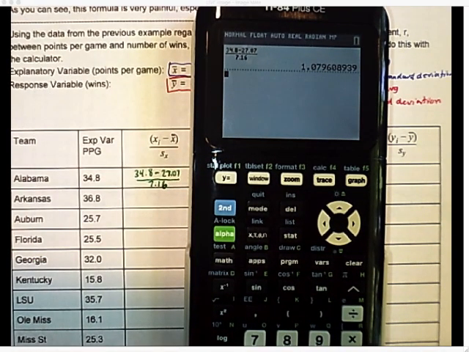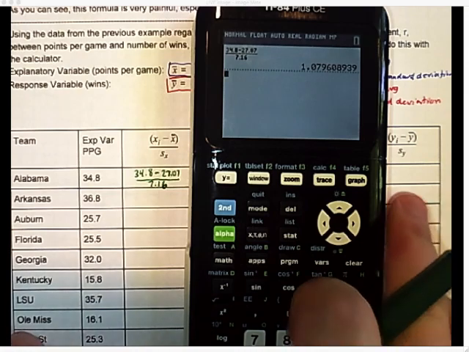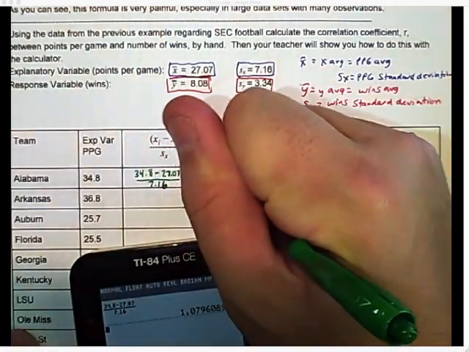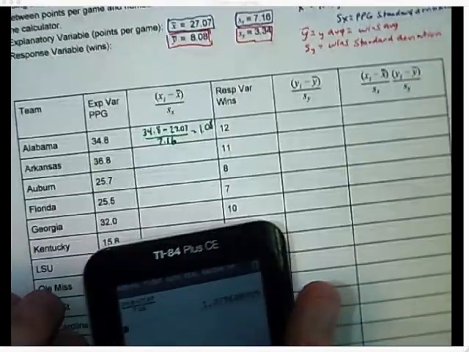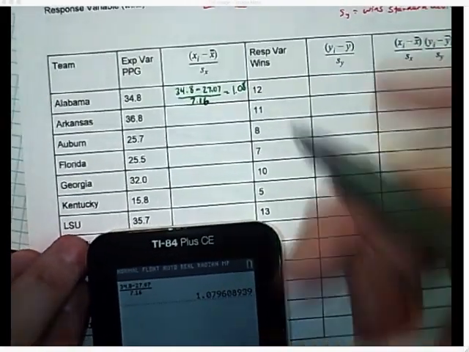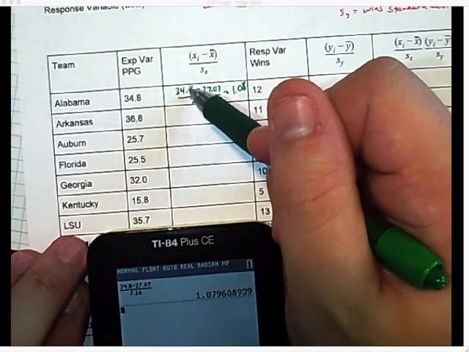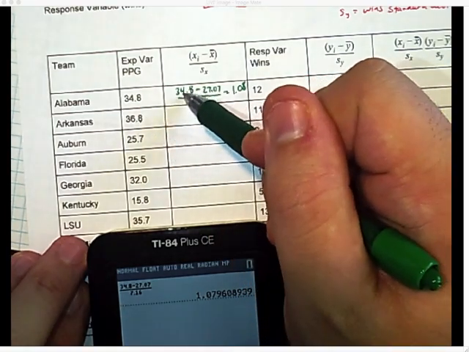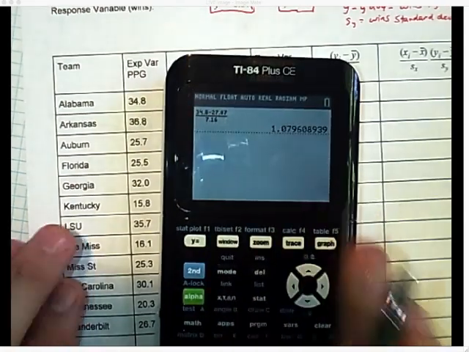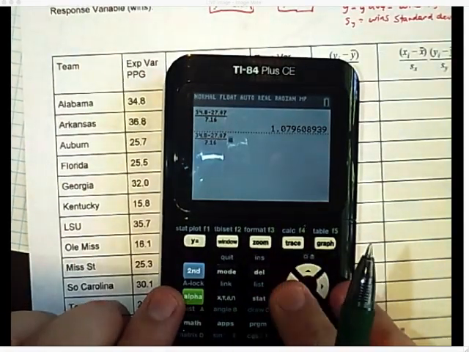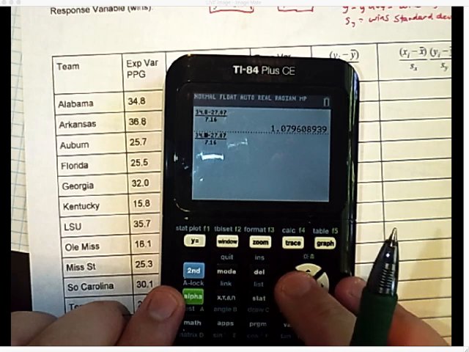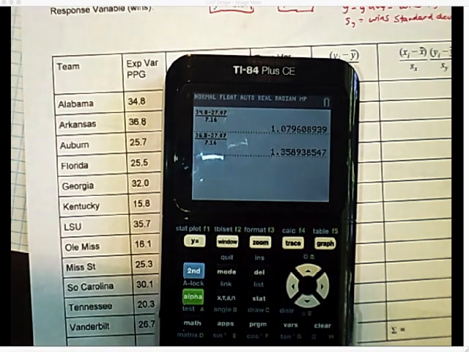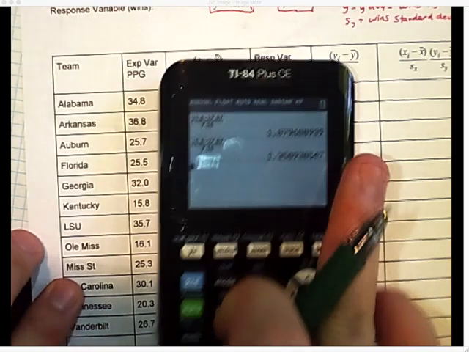So we do that and we get 1.08, rounding to two places. For the next one, the only thing that changes is instead of putting the 34.8 in there, I would put 36.8 in its place. So I'm just going to re-enter what I put and change the 34.8 to the 36.8. And that would be 1.36.